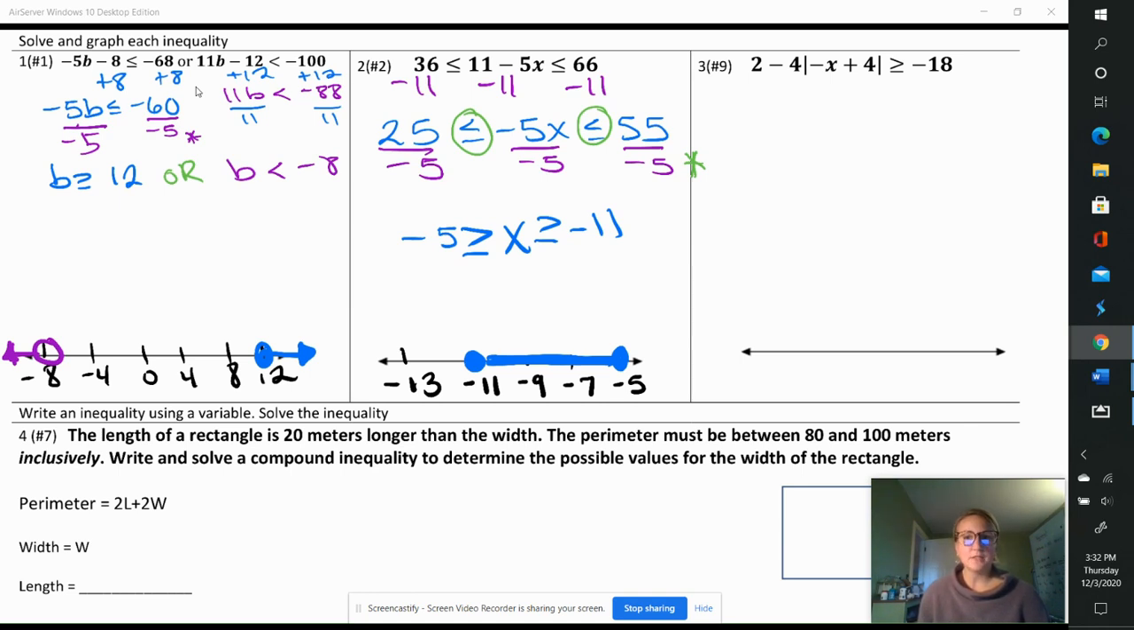Number 3 is an absolute value inequality, and our first step to solve all absolute value inequalities is to isolate the absolute value. It kind of looks like 2 minus 4, but it's not. It's +2, and then you're multiplying -4 times the absolute value. So our first step to isolate is to subtract 2. And then divide by -4.